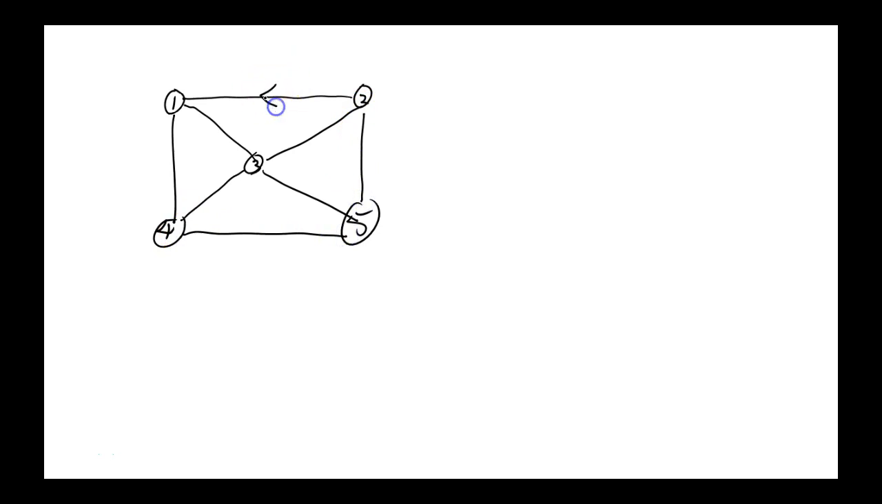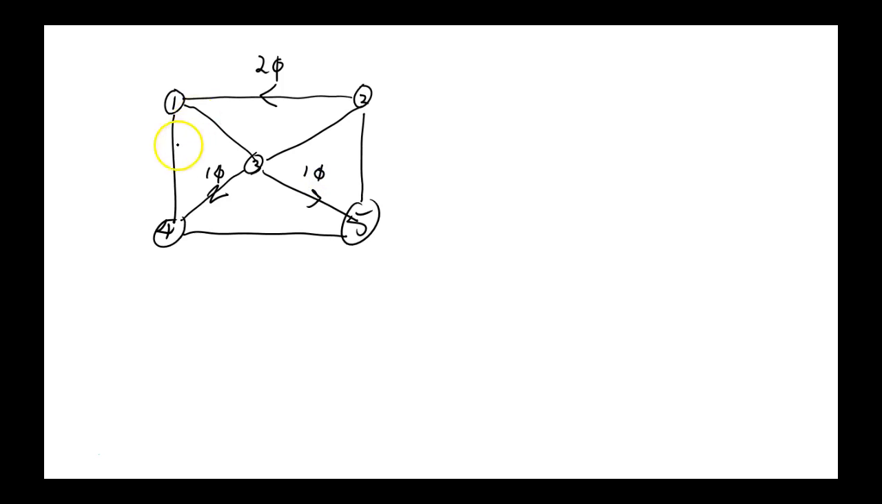So you have 2 going to 1. You know you have 20 going in that direction. 3 going to 4, you know you have 10 going in that direction. 3 going to 5, you have 10 going in that direction. That's all you're given.